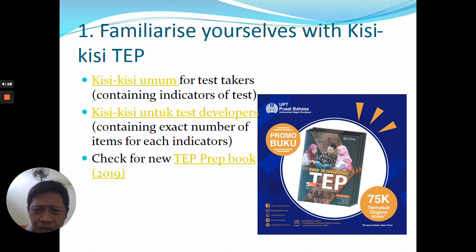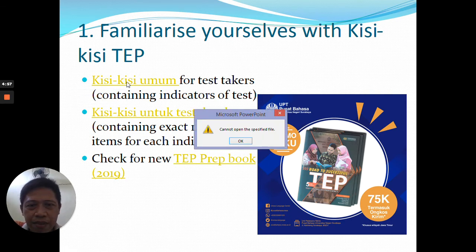Lastly, you can check for the new TEP preparation book. It was published in 2019 by Pusat Bahasa, and you can see over there the photo of the book, Road to Successful TEP. In that book, you are given the kisi-kisi and also examples of the items for the indicators. So let's see what the kisi-kisi is like.